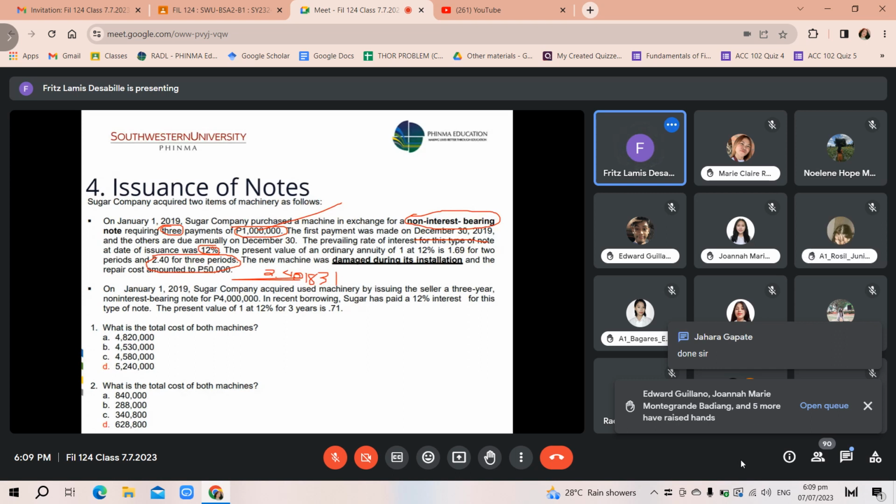Done? Sige, I'll give you until 6:02 to compute. Compute na lang po niya siya, ang 0.71. This one is 3 here, a non-interest bearing note, but this one is lump sum.